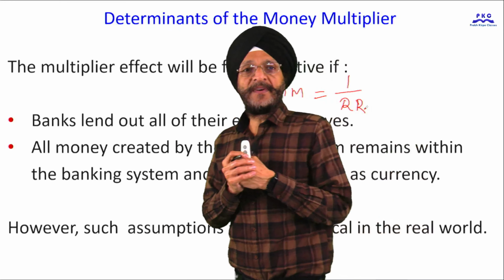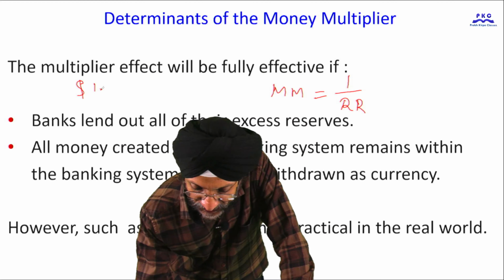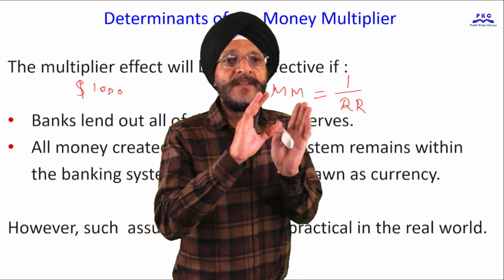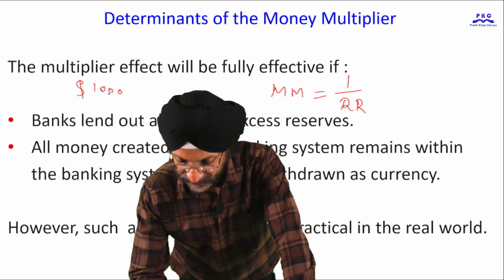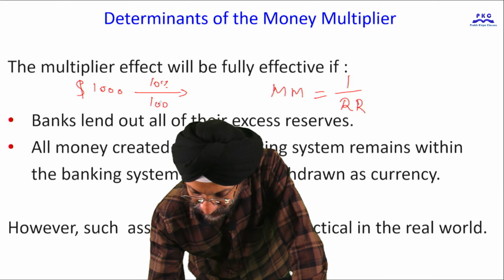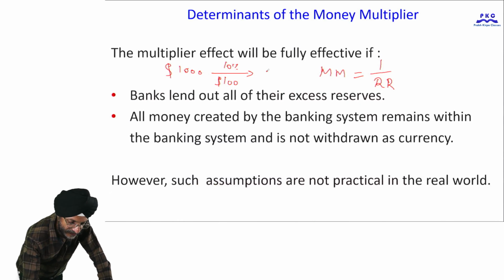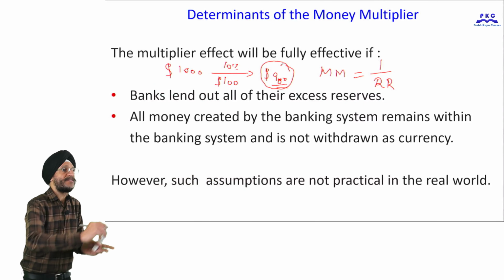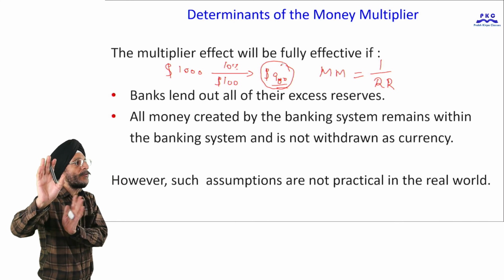It means that if the bank has a deposit of, say, $1,000 and the reserve ratio is, say, 10%, then the bank will keep $100 as reserves and use the balance amount of $900 as loans. They will give all this amount, which is excess reserves, as loans.